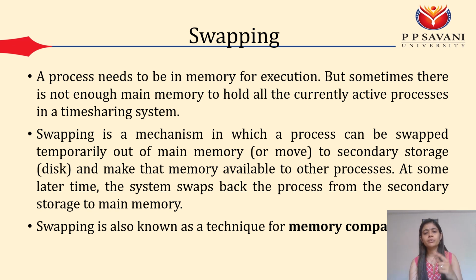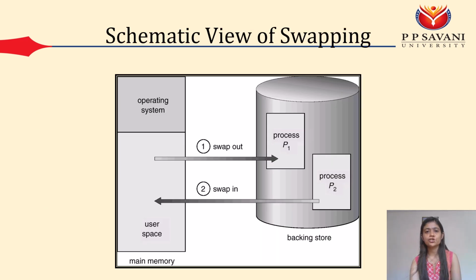Actually there are two subtasks in swapping. One is called swap out and the second is called swap in. So what is swap out? Whenever you move a process from main memory to secondary memory, that task is called swap out. And whenever you move a process from secondary storage to main memory, that is called swap in. So this is the semantic view of swapping.